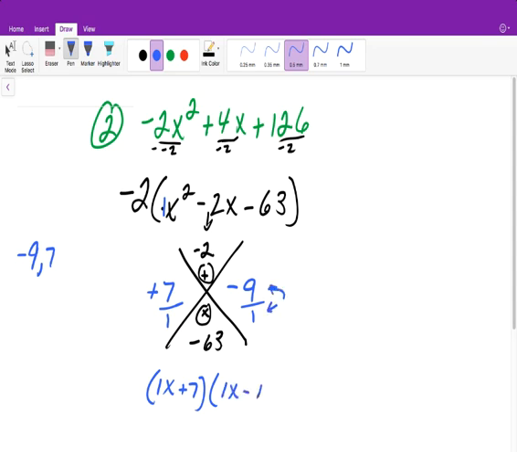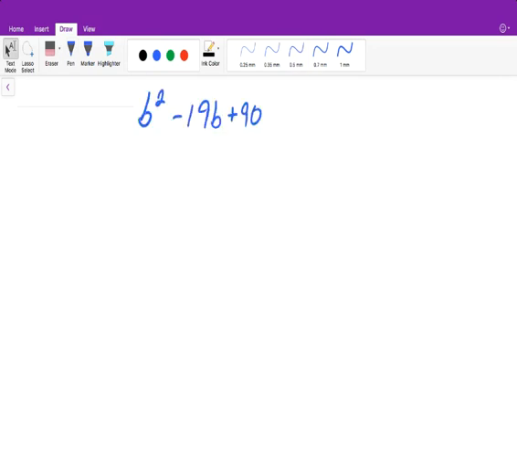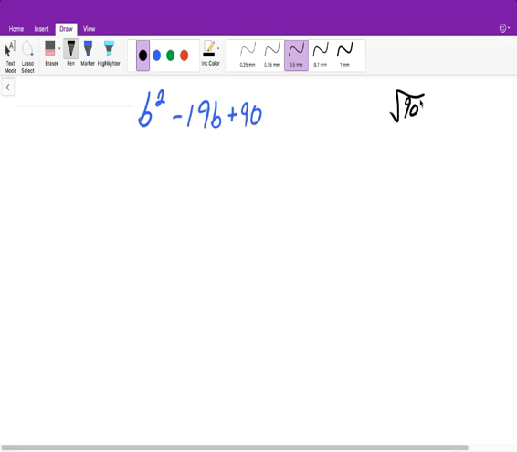So 1x minus 9, and our GCF gets written out front. All right, so here we have a trinomial, and they're both positive, so we can look and see, can I take the square root of 90? Well, the square root of 90 is not a perfect square, so we're not going to be able to use a perfect trinomial square for this one either.